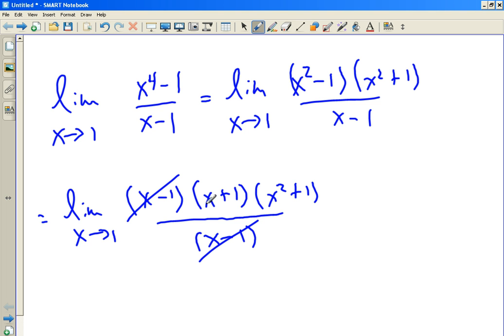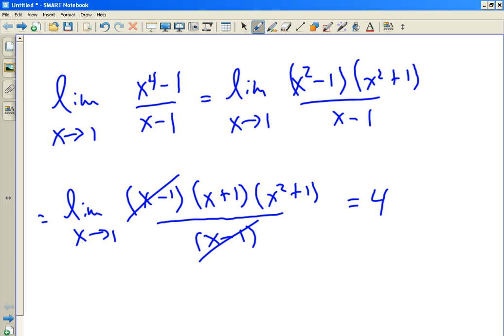Can you plug in the 1 for x? Sure you can, because it's 1, that's okay. Now plug in 1, that's 2. Plug in 1, that's 2. You get 4. All right, but what if you couldn't factor it?